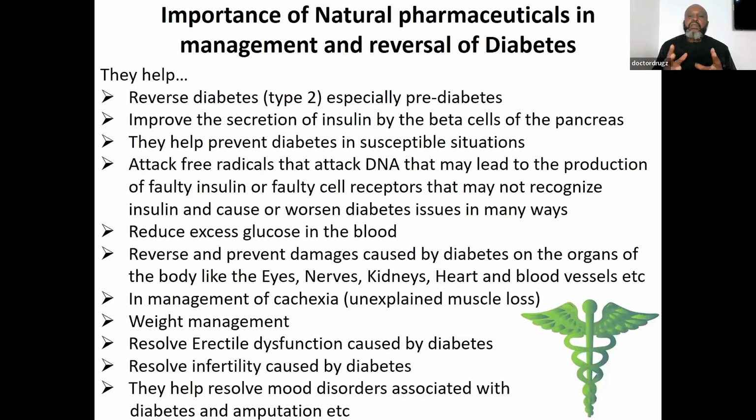That is cachexia. That is, they are being dried up. Let's just say via osmosis, they are being dried up by the high blood sugar in their system. Weight management is not left out. Erectile dysfunction is not left out because they help to resolve erectile dysfunction caused by diabetes. They help to resolve infertility caused by diabetes. Be aware that the chances of getting pregnant in cases where patients have diabetes are usually much lower.